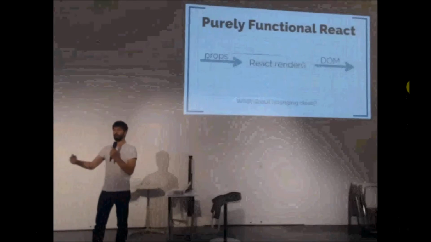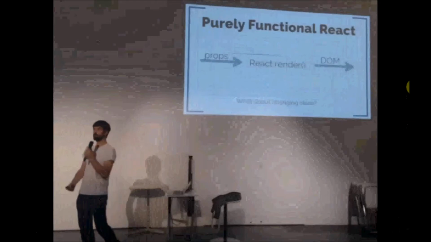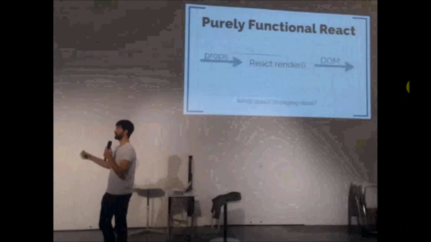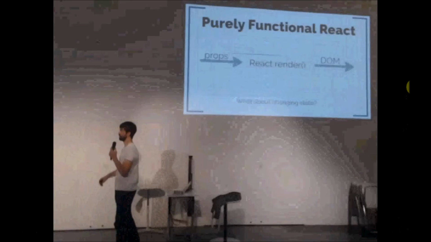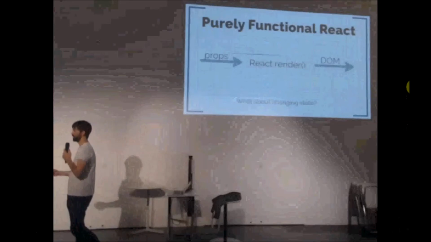So you can think of it like a purely functional rendering API. React will pass in all your properties to your render function, and then you will send back this virtual DOM and it will put it on the screen. So if it's purely functional, how do you change the state?